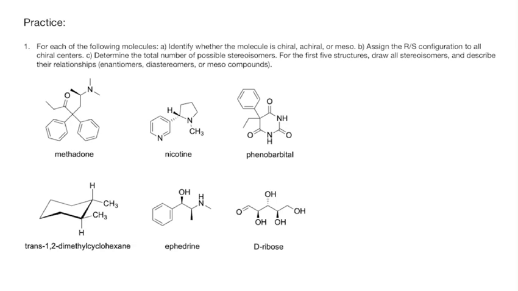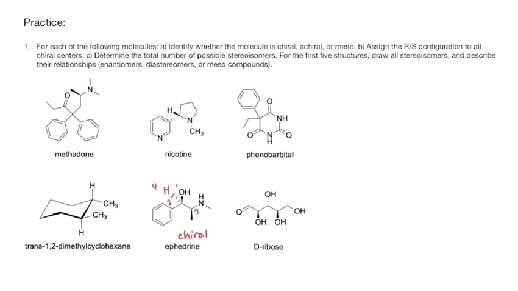Ephedrine has two asymmetric carbon atoms, making it a chiral molecule with two chiral centers. In this stereoisomer, carbon 1 has an R configuration and carbon 2 has an S configuration. For carbon 1, the highest priority group is the hydroxyl group, followed by the carbon in the ethylamine chain, then the phenyl group, and finally hydrogen.